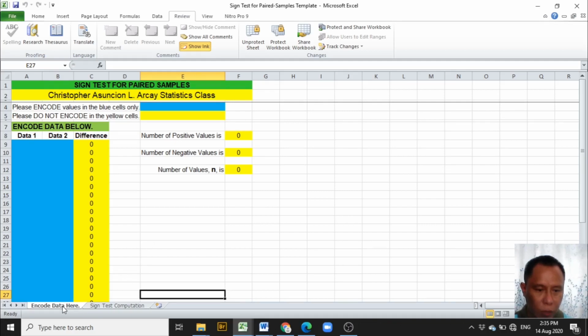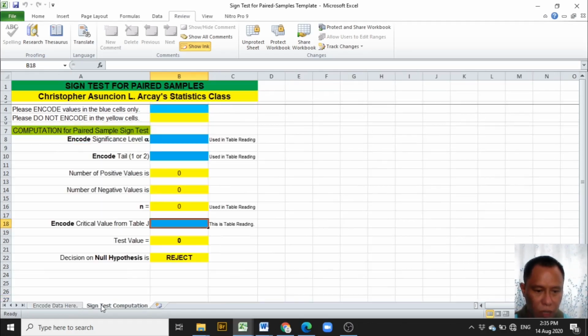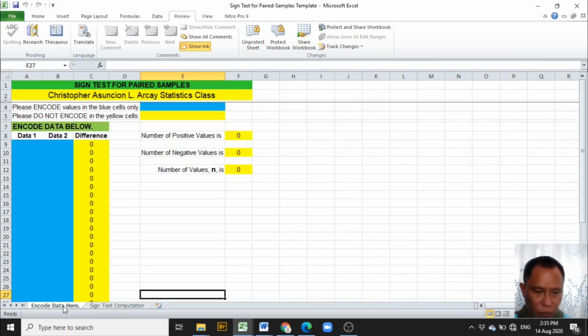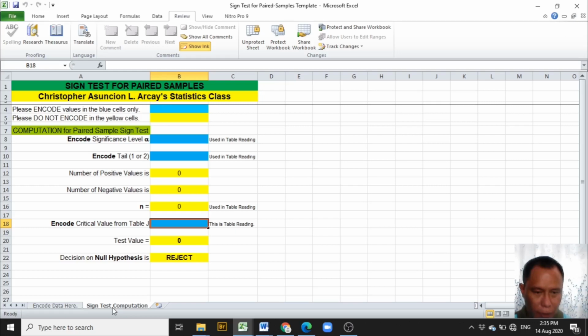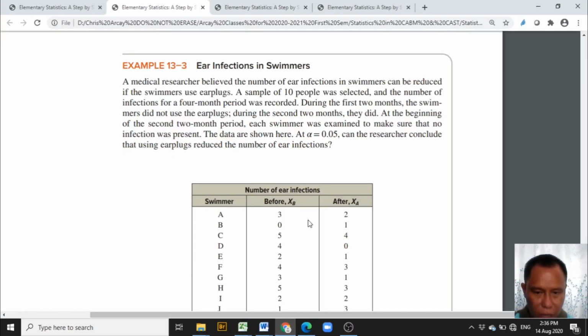Notice also that we'll be working on two worksheets of this Excel template. The first worksheet is where we are going to encode our data in the blue cells, while the second worksheet is the computation worksheet. We also have blue and yellow cells in this worksheet where we are going to encode the given values of the problem in the blue cells, and the yellow cells also contain default values. We are going to read the default values only after all the data and all the given items of the problem are encoded.